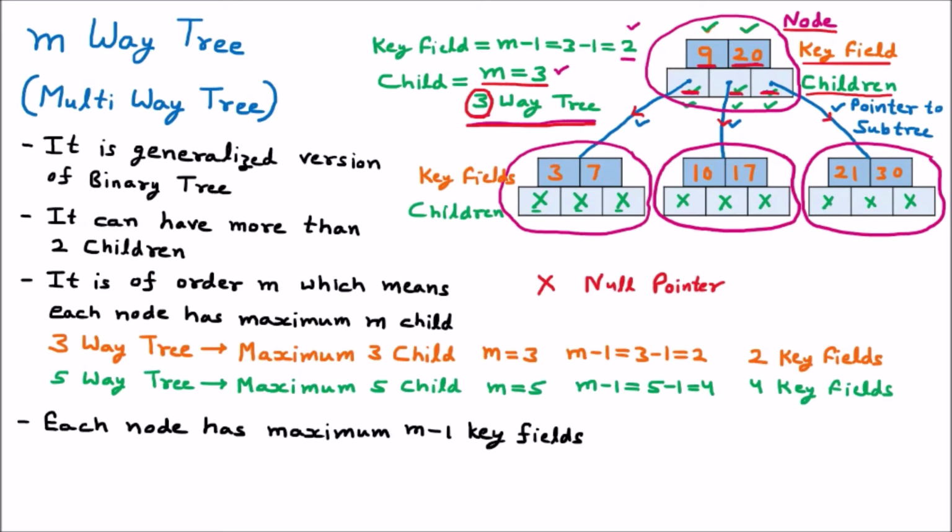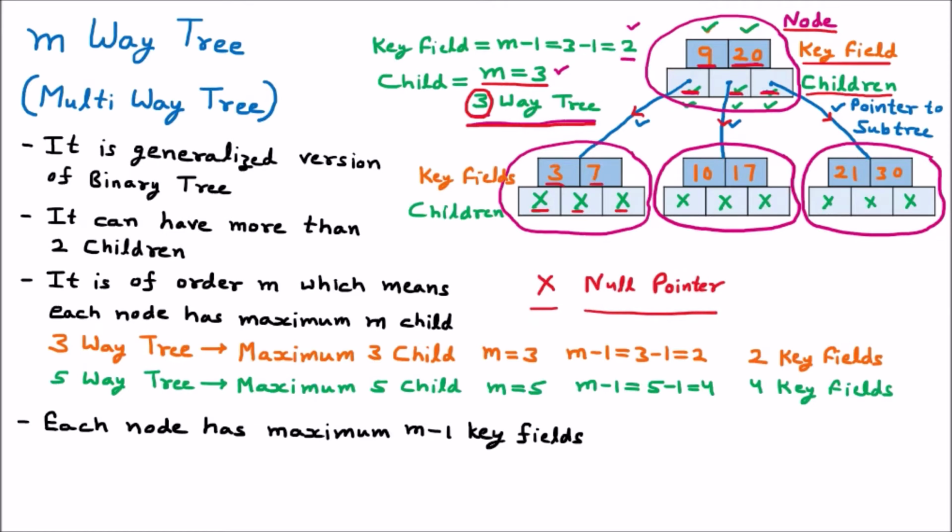So every node, which are further the subtrees, also has the key fields as well as the different children. And whenever we have a cross, a dash cross means the null pointer. So that is how we can represent the M-way tree. Now we are taking some examples to help you understand more about the M-way tree.